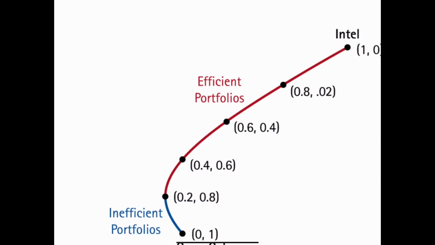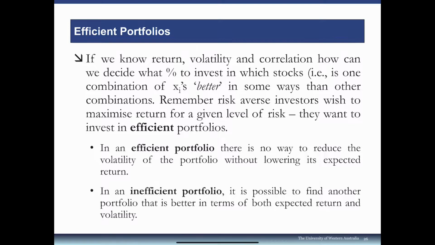If you understand that, that makes sense for you to go back and revisit your definition, which is that in an efficient portfolio, there is no way to reduce the volatility of the portfolio without lowering its expected return, right? So which means the only way to gain return is to take more risk, taking more volatility over here, all right?